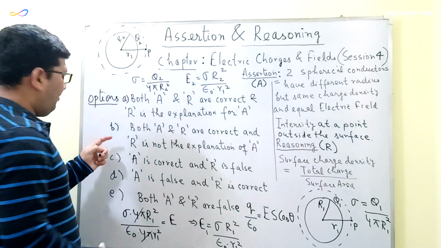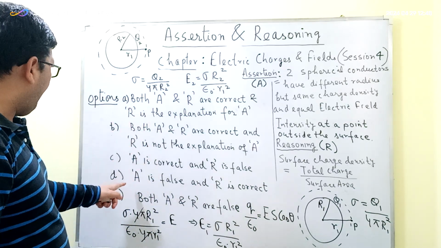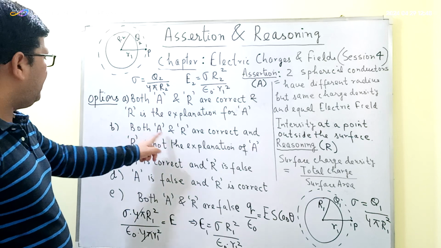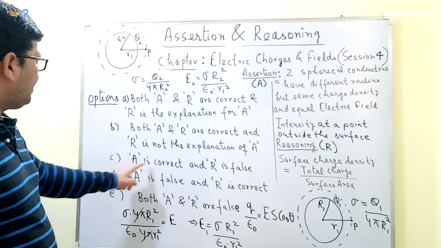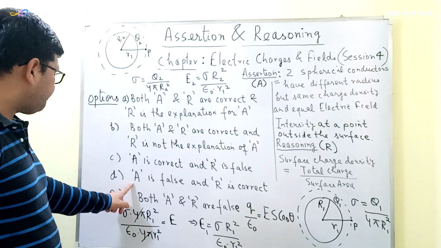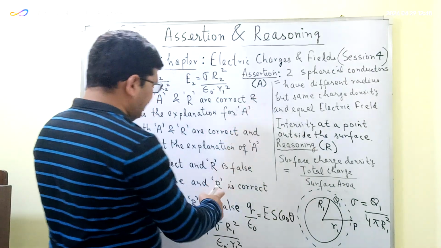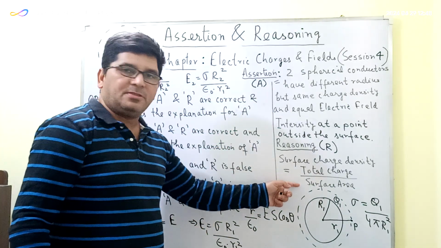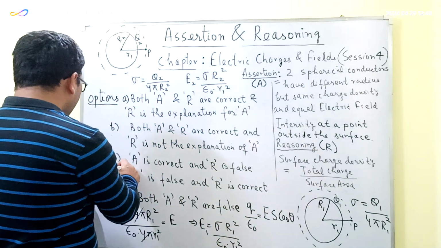So our option will be that the reasoning is correct, the assertion is false. Here both A and B are not correct. C is also not correct, because it says A is correct and R is false. D: here A is false and R is correct. This reasoning is correct. So our option will be D.